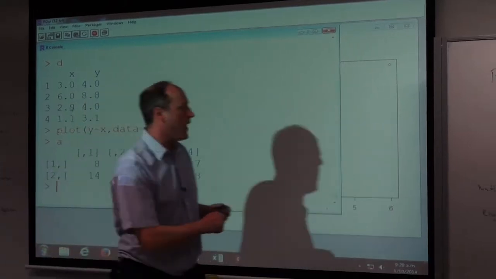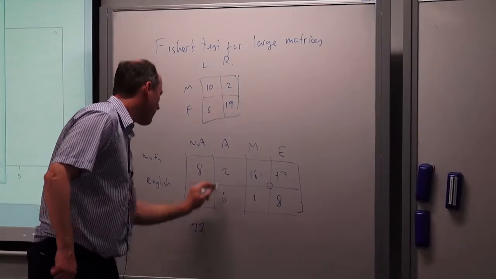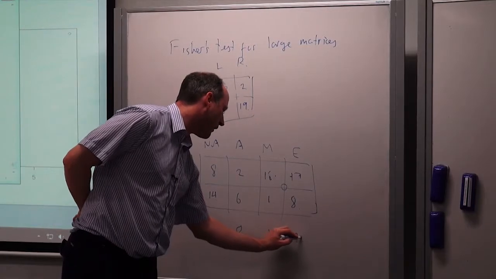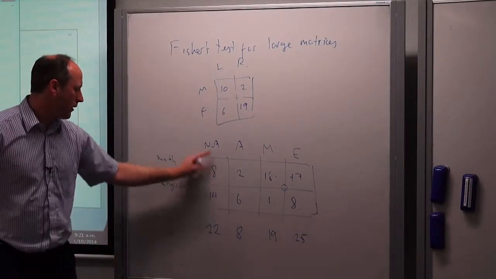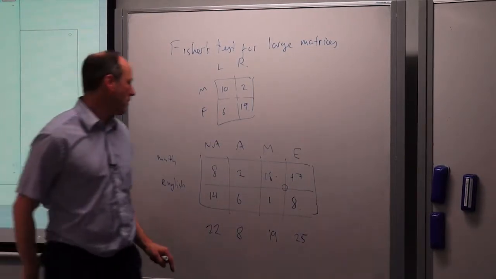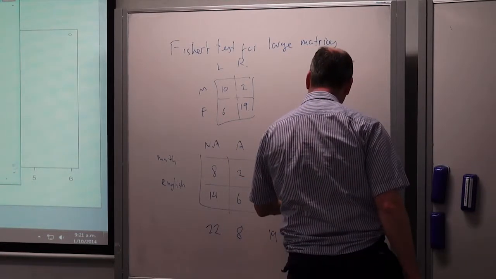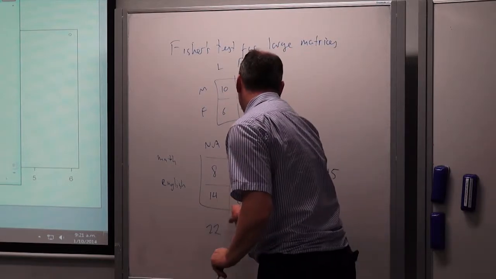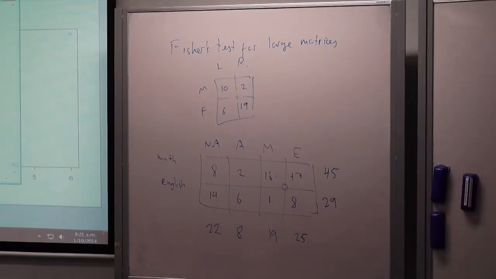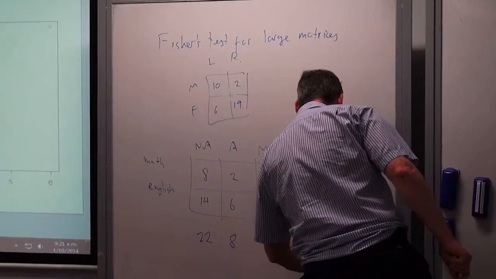Let me just take this data set here. I've got it written down here. I'll work out my marginal total. So that's 22. That is 8. This one here is 19. And this one here is 25. So you see 22 people got an NA, 8 people. I'm just totaling the rows, totaling the columns. And here we've got, that's 35, that's 45. And this one, that's 29, isn't it? Okay. So I can work out my marginal totals, and I guess we can put one down here. That'll be 74.